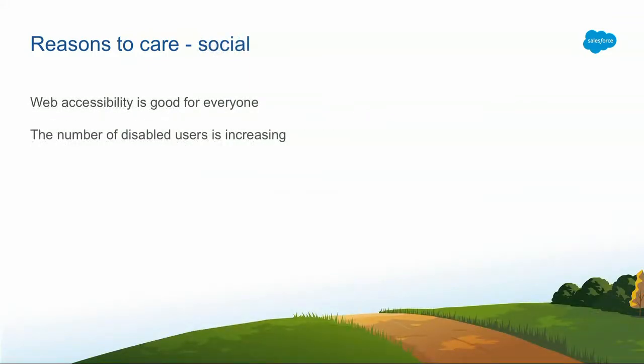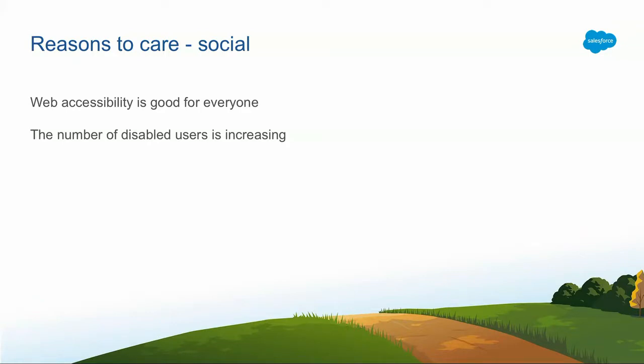There's good social reasons to care as well. Web accessibility is good for everyone. When we're building applications, we want to make sure that everyone can use them, young or old, disabled or not. We want to make sure that they can use our applications in more places. We want them to use them in the office or in the garden or on the train or in a really quiet library. And when they use them, we want them to get the most out of the application.